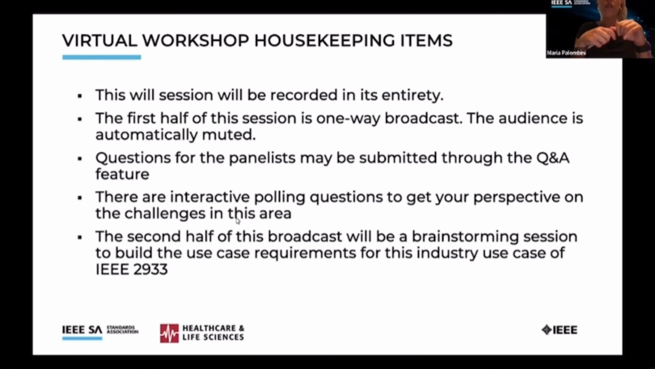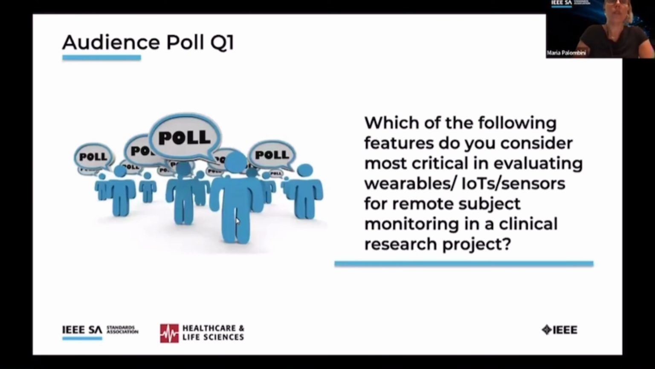And this is a really important part because we're going to build the use case requirements, understanding, once Florence shares with you the 2933 architecture framework, how it can be adapted into using it for IoTs in remote subject monitoring. So we have a lot to do today. We are scheduled for 2 hours, but we're going to all roll up our sleeves and get involved and hopefully move the needle forward in some of the challenges we're seeing in remote subject monitoring for clinical research.